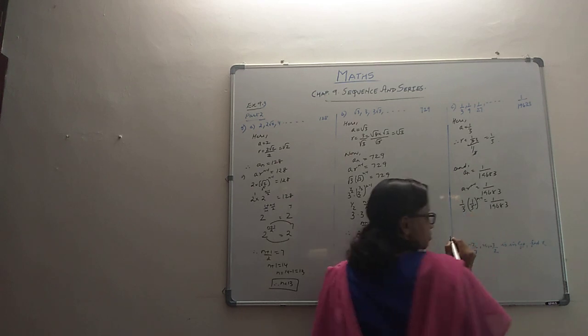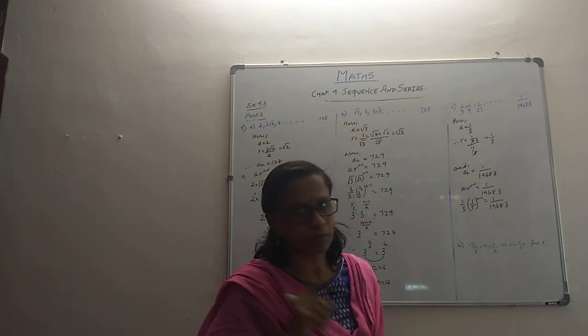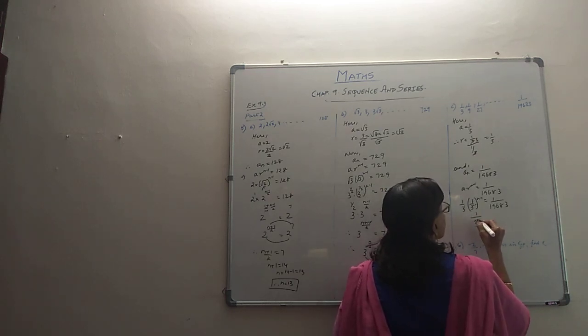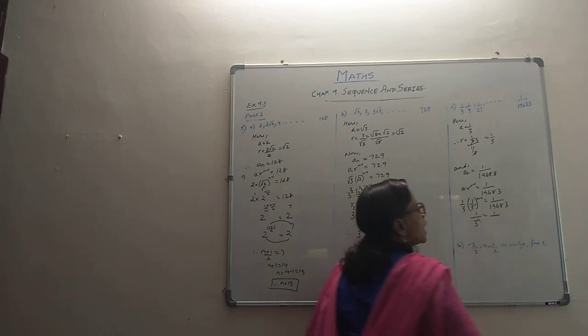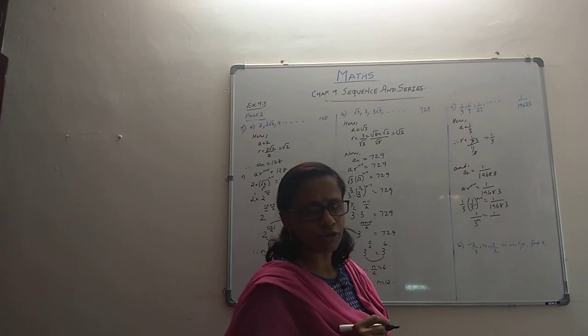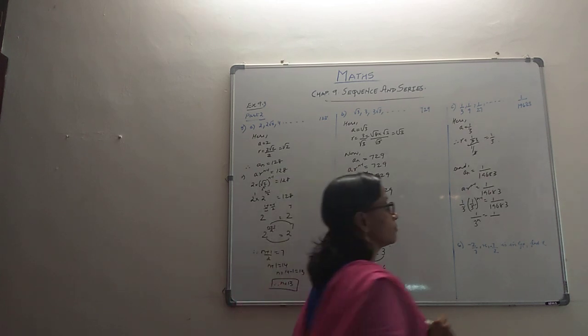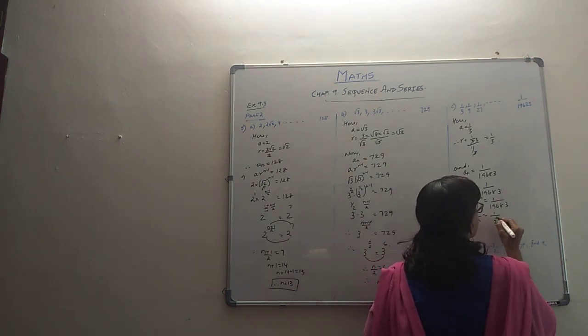So when A raised to m into A raised to n is A raised to m plus n, the powers can get added up. And finally we are just getting 1 by 3 raised to n equal to 1 by 19683. I don't know whether it is possible for you to find out, but 19683 is also 3 raised to 9. When we sit and find out, we will get to know.